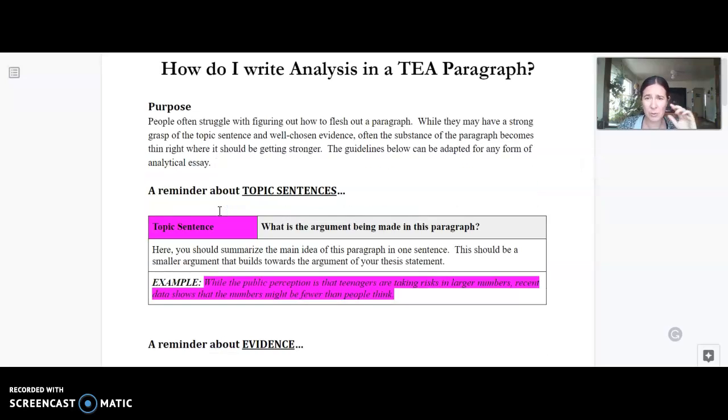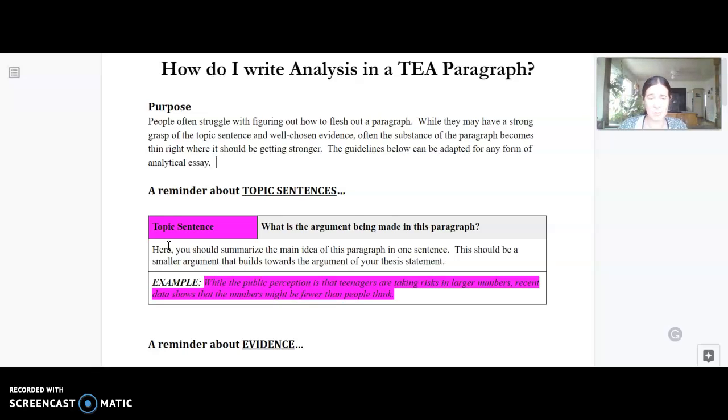So let's review a little bit of our T paragraph structure, right? First, we always have the topic sentence, right? Topic sentence is the argument that is being made in just this paragraph. So here you should summarize the main idea of the paragraph in one sentence. This should be a smaller argument that builds towards the argument of your thesis.